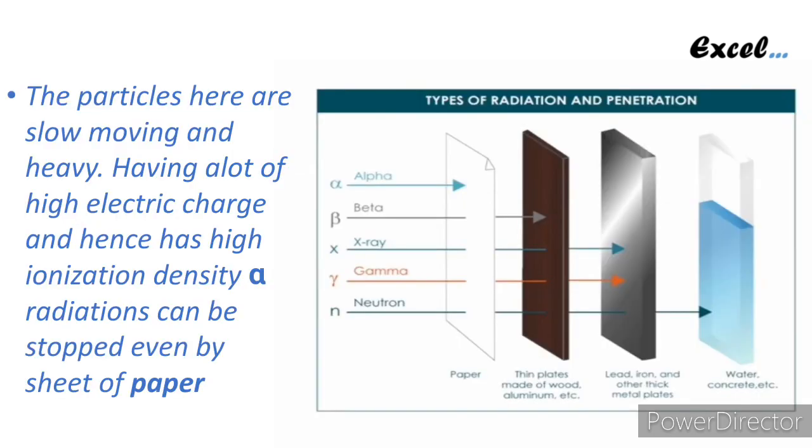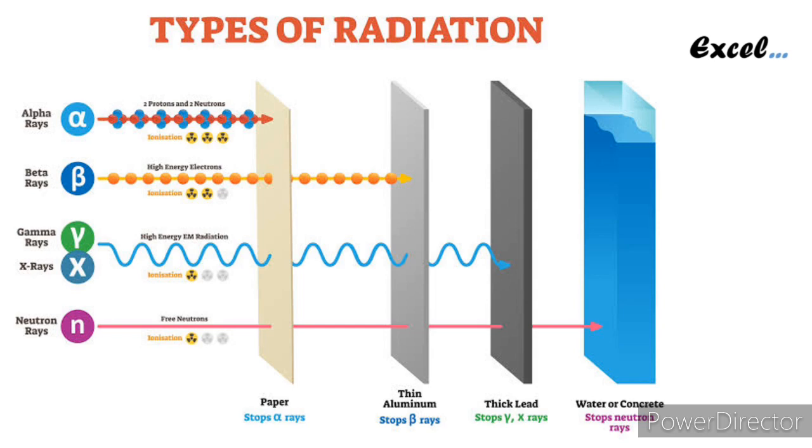The alpha particles here are slow moving and have high energy with a lot of electric charge, and hence have high ionization density. The amazing fact about alpha radiation is that it can be stopped by a sheet of paper, as you can see in the figure.